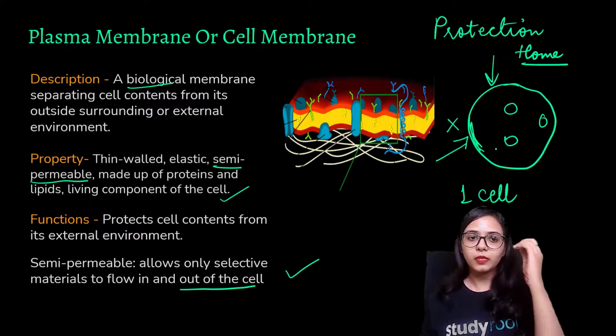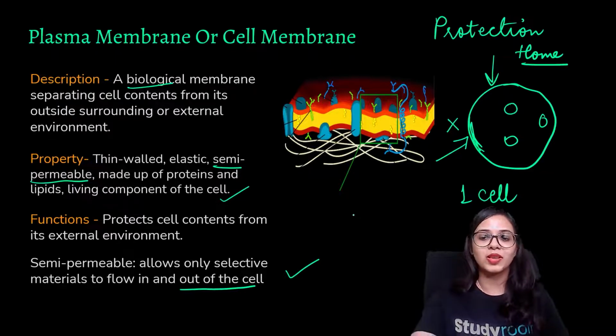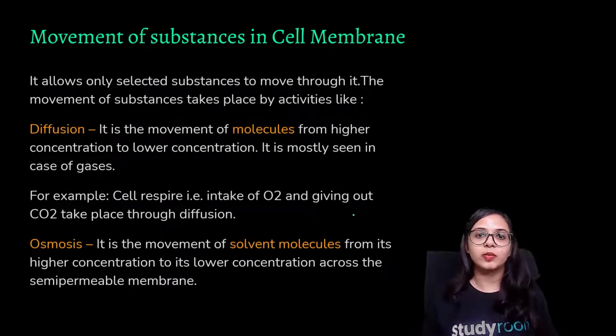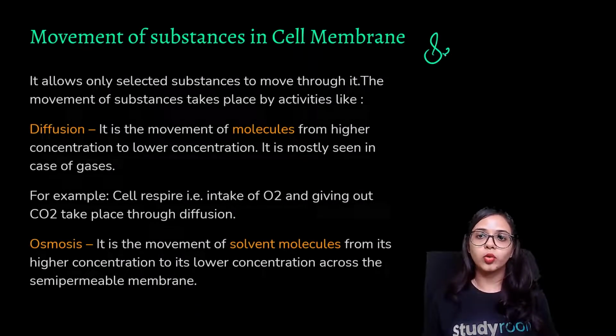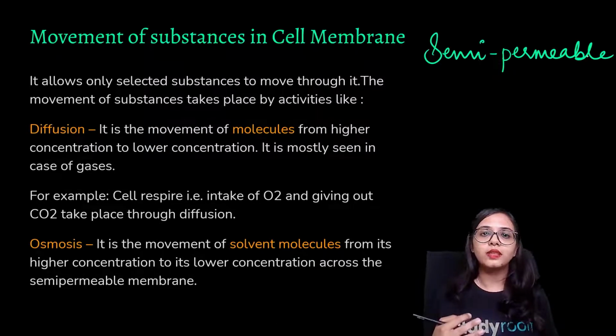So this is owing to the semi-permeable nature of the cell membrane, and it is made up of proteins and lipids. It is living in nature. It functions and it protects the cell contents from its outside environment. Movements of substances in cell membrane. Now that I have told you that the cell or the plasma membrane is semi-permeable in nature and it allows only selected materials to go in and out, let's learn about how this process of going in and out occurs.